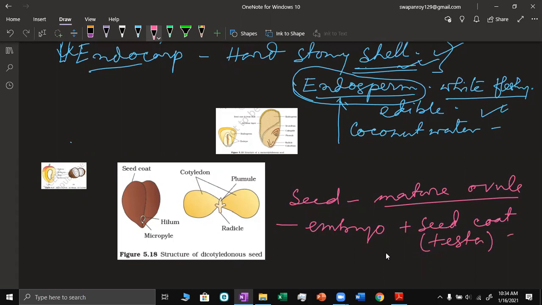And they may or may not have endosperm. In the seed, this may be present, may not be present. When the endosperm is present, it is called endospermic seed. If the endosperm is not present in the mature seed, then it is called non-endospermic or exalbuminous seed.